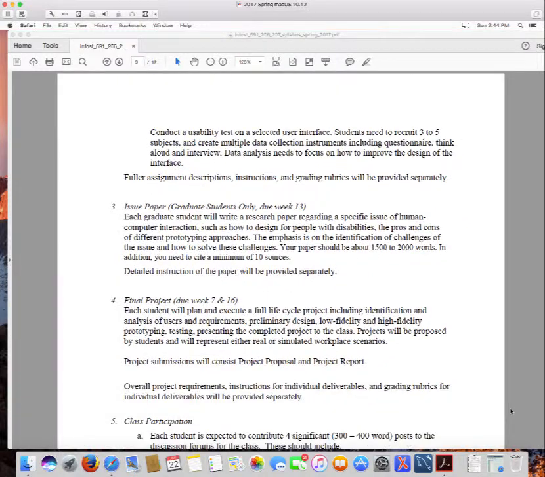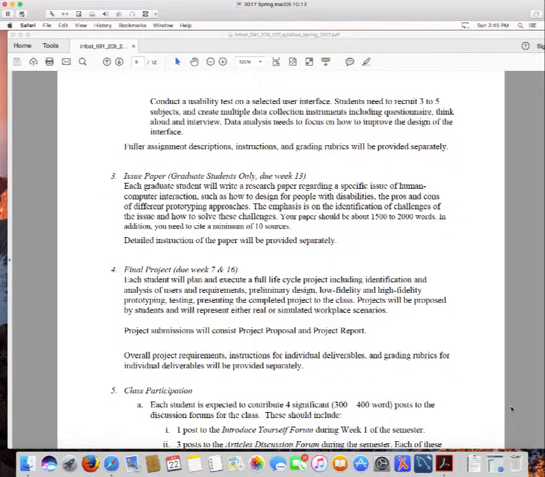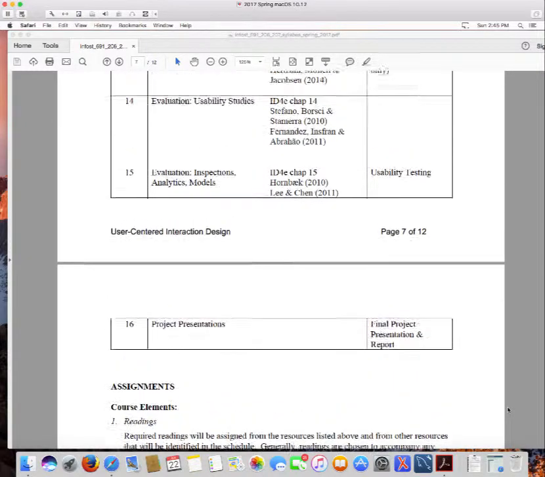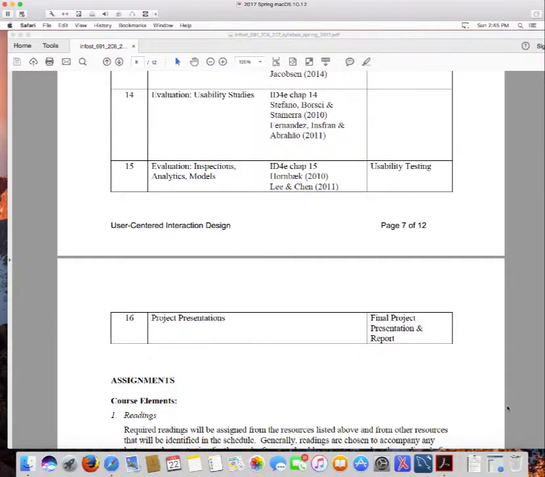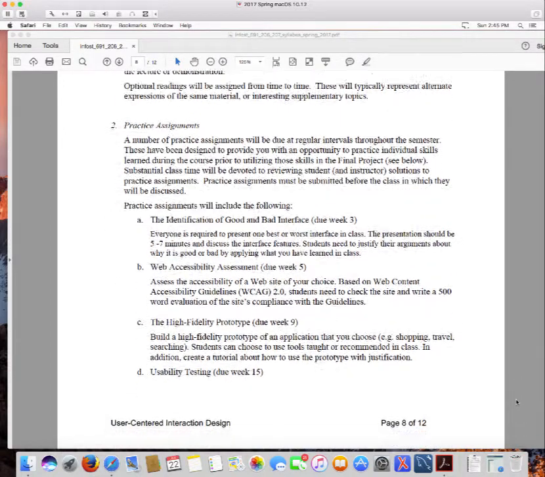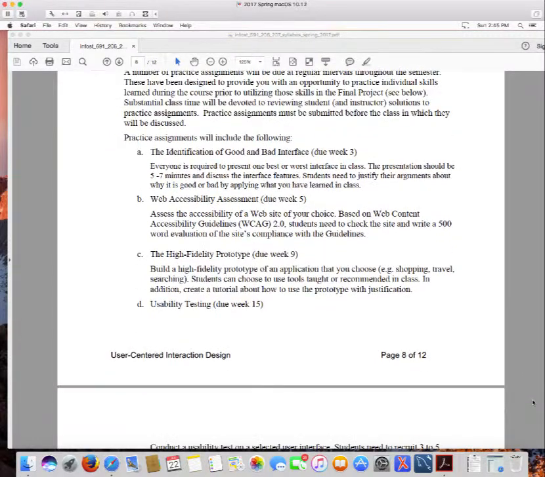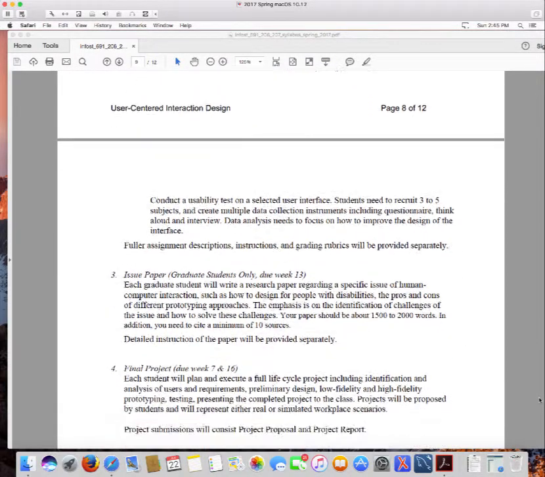Here in item 3 we have the issue paper for graduate students only. It says it's due in week 13. Again, I always have a problem with these things that are in more than one place. Yep, I changed that the right way. I had to change all the weeks because the sample schedule did not include a spring break week, so that made everything go a week later. When you have these things expressed in sometimes 3 different places, you can get some problems.